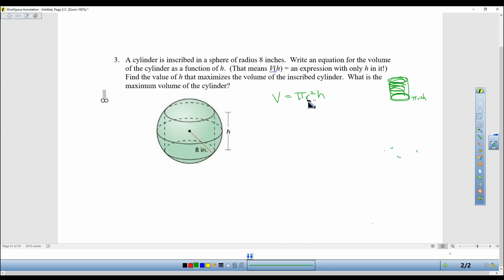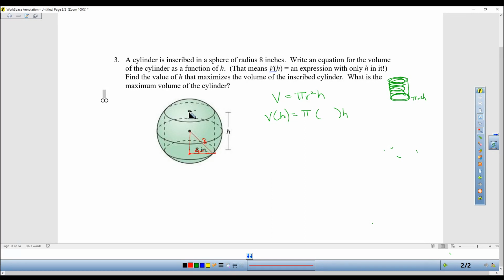So right now it has an r squared and an h in it. If they want V of h, that means I have to get rid of my r squared. So I need to figure out what r squared is equal to. So if you look at this little triangle right here, that 8 looks like it's on the bottom. It's a little deceiving. It actually is this hypotenuse right here. Now that I've drawn the whole triangle, it looks funny.